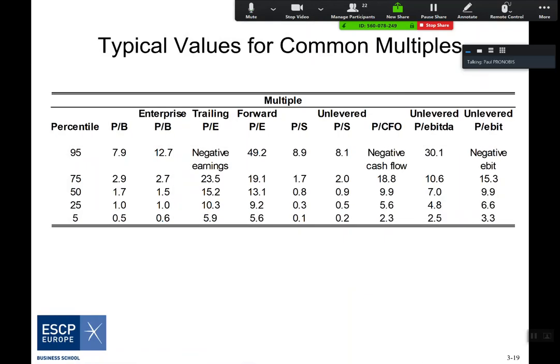Okay, just to get a general sense of what typical values for common multiples are. If we just focus on, for example, the forward PE ratio, what you can see here is the companies were assigned to different percentiles. So the top 5% of the firms have a forward PE ratio of 49.2, so a very, very high PE ratio. The median company, kind of like the average company, has a forward PE ratio of 13, and the lower 5% have forward PE ratios of 5.6, right?